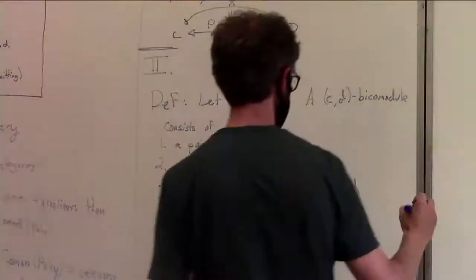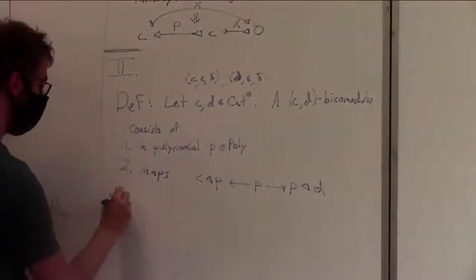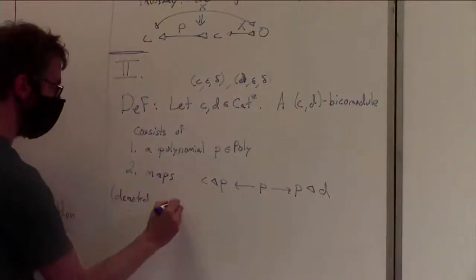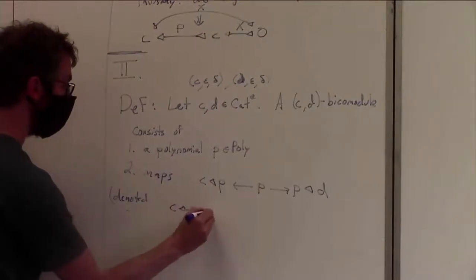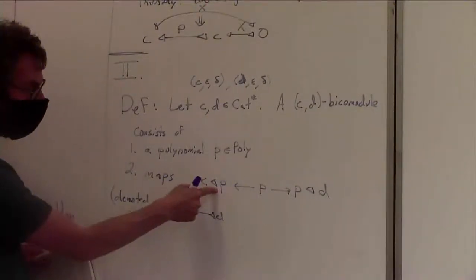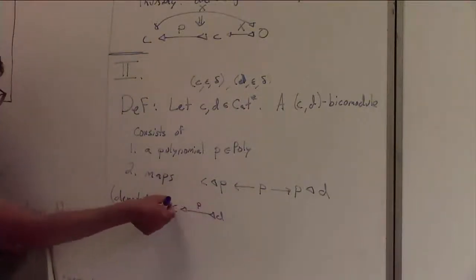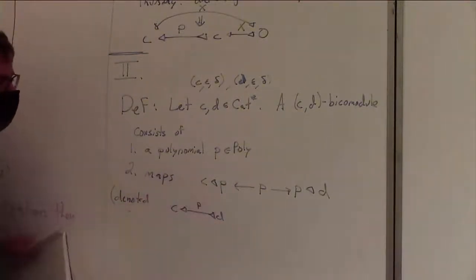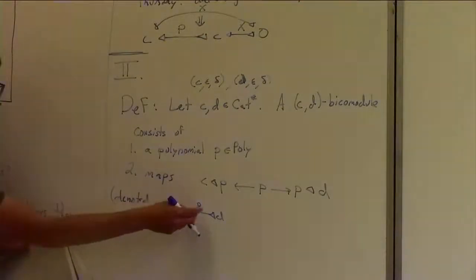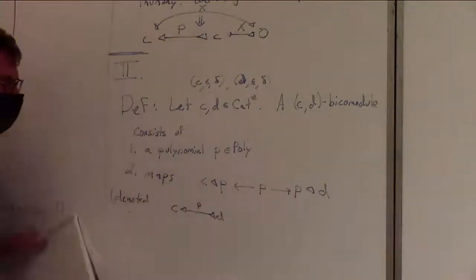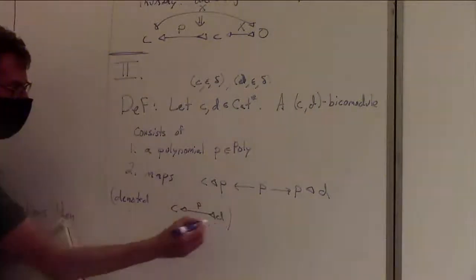And so I'm going to denote this C, D, P. I take these little triangle symbols that mean compose, and I put them at the end of the arrows, and I say P to C compose P and P to P compose D. So that's why I make that notation.